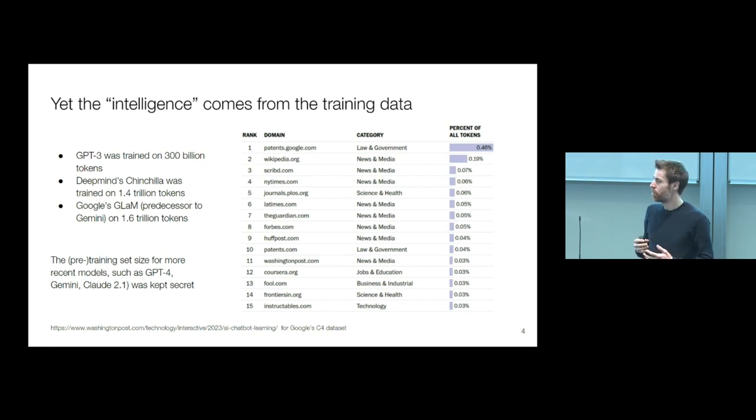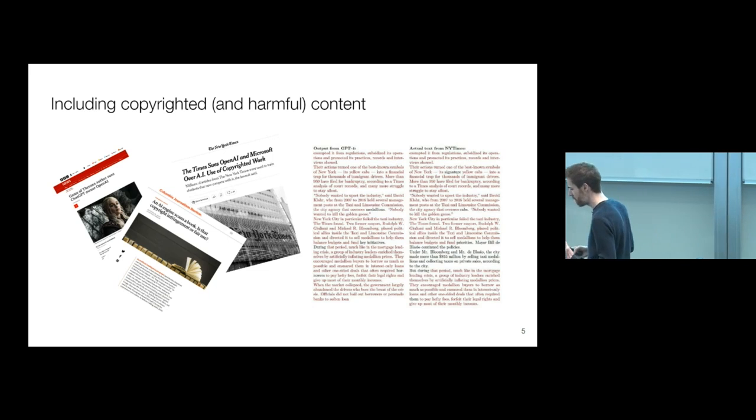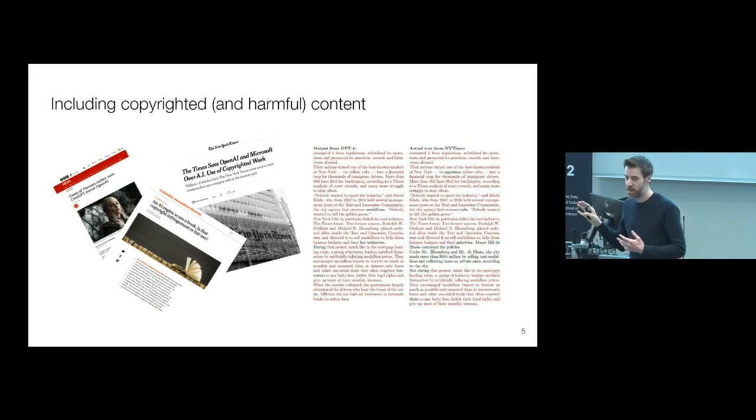We have a sense of where some of it might come from. This is what's in one of the datasets, I think this is Common Crawl. You can see that a lot of it comes from patents, Wikipedia, and a lot of newspapers. And the question we're going to try to ask here is, some of this includes both copyrighted and harmful content.